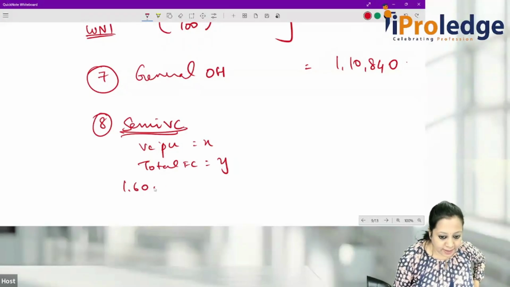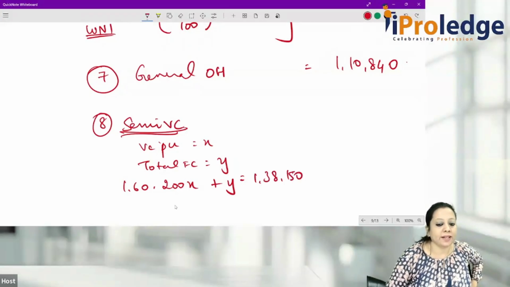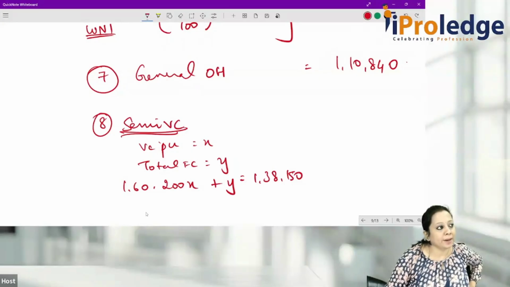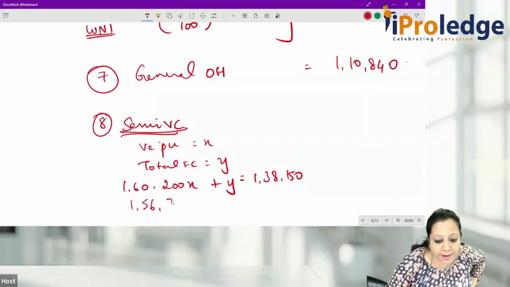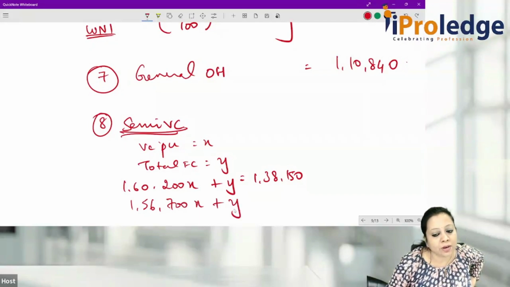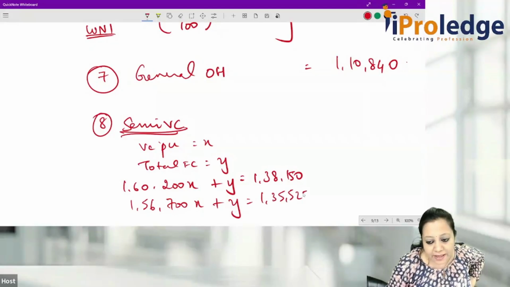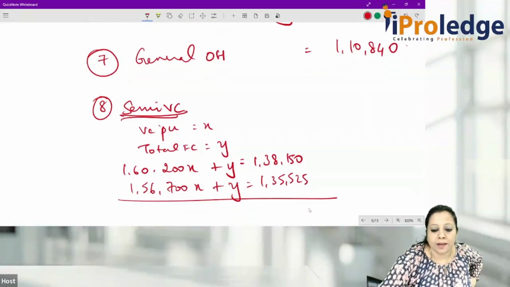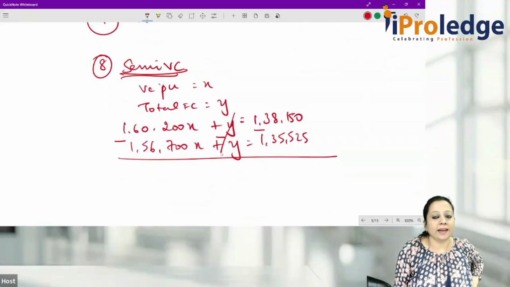So which means 1,60,200 X plus Y is equal to 1,38,150. The logic that we did yesterday, variable cost per unit will remain the same, total fixed cost will remain the same. So semi-variable cost is made of variable and fixed cost. So the next one is 1,56,700 kilometers into X plus total fixed cost, which remains the same, is equal to Y, that is 1,35,525. Now we will use these linear equations. We will subtract each other because Y will get nullified.